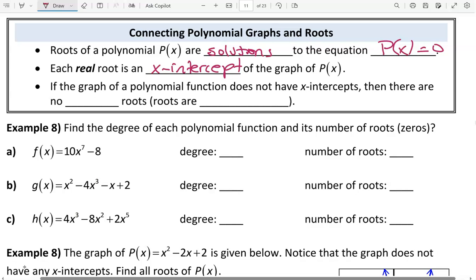And if the graph of a polynomial function does not have any x-intercept, that doesn't mean that there are no roots. It means that there are no real roots, or that the roots are imaginary numbers.